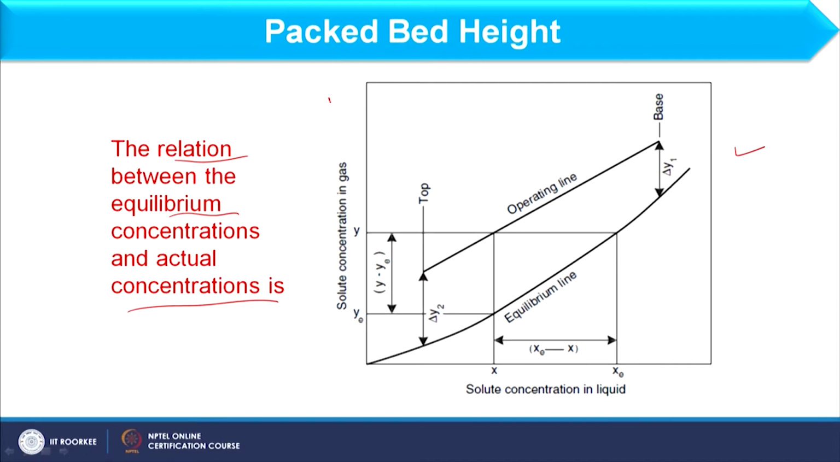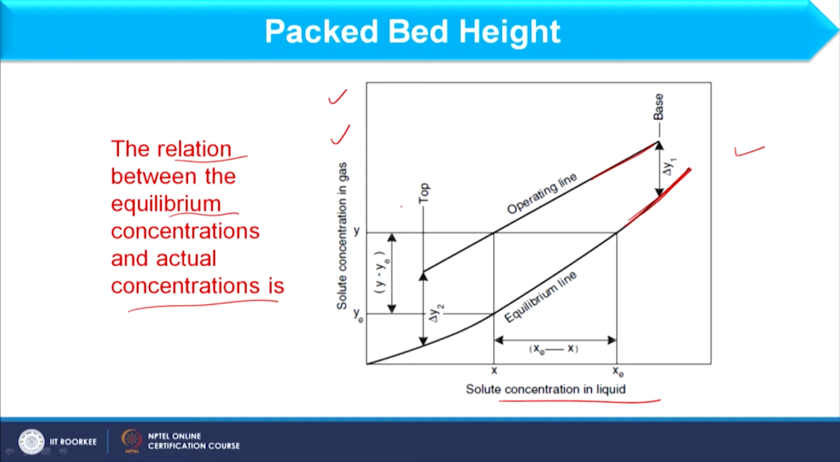So, when you focus on this graph, this is basically solute concentration in gas phase on the y axis, and here I am having solute concentration in liquid phase on the x axis. Okay. So, we have two curves, first is the equilibrium curve. Here we have two lines, first is the equilibrium line and second is the operating line. Okay. So, the difference of these two will basically speak about the total driving force, fine.